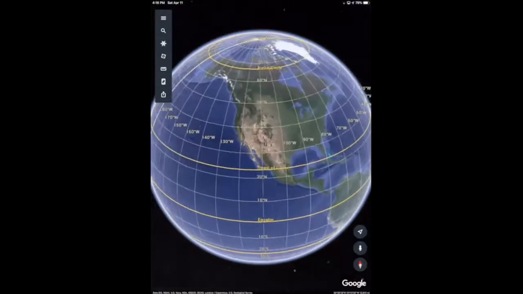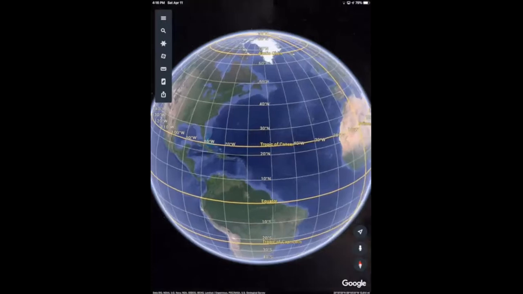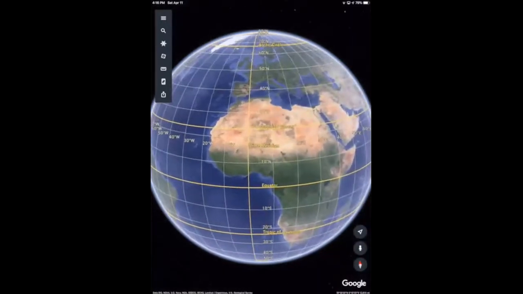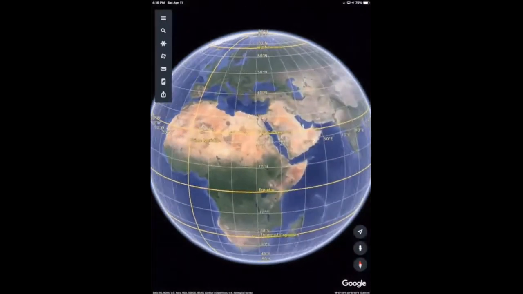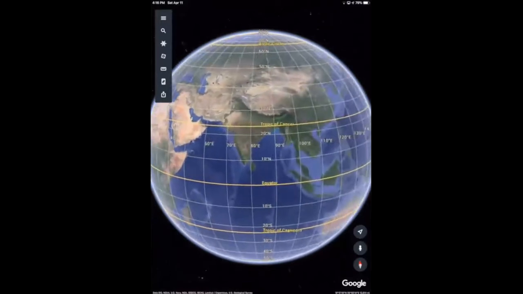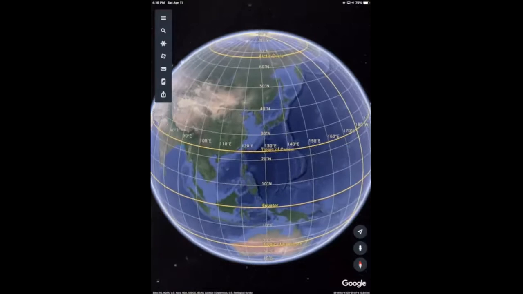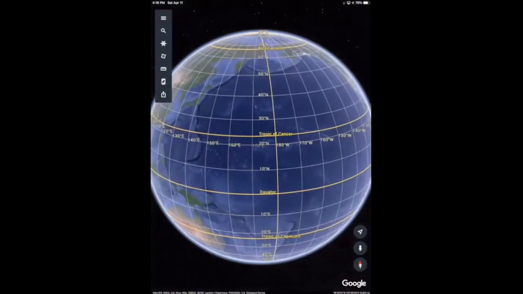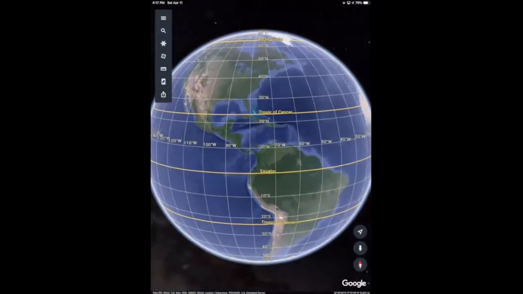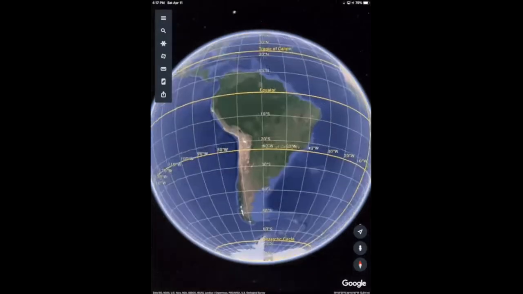So that includes, if you look at that, the United States, some of South America, a good chunk of Africa, all of Europe, all of Asia. India's in there, Saudi Arabia is in there, Japan is in there, so Hawaii is in there. Everybody is all in the northern hemisphere except most of South America.